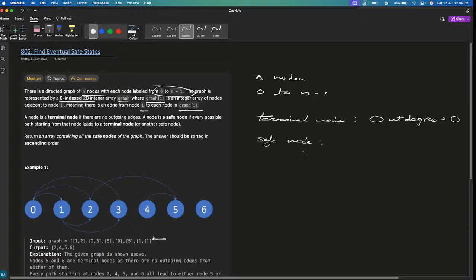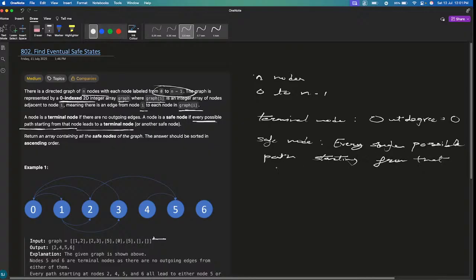A safe node is, what is a safe node? Every possible path starting from that node leads to a terminal node. Every single possible path. Okay, that's something important. It should be every single possible path, not some path, not a little bit of paths, every single possible path starting from that particular node that leads to a terminal node.